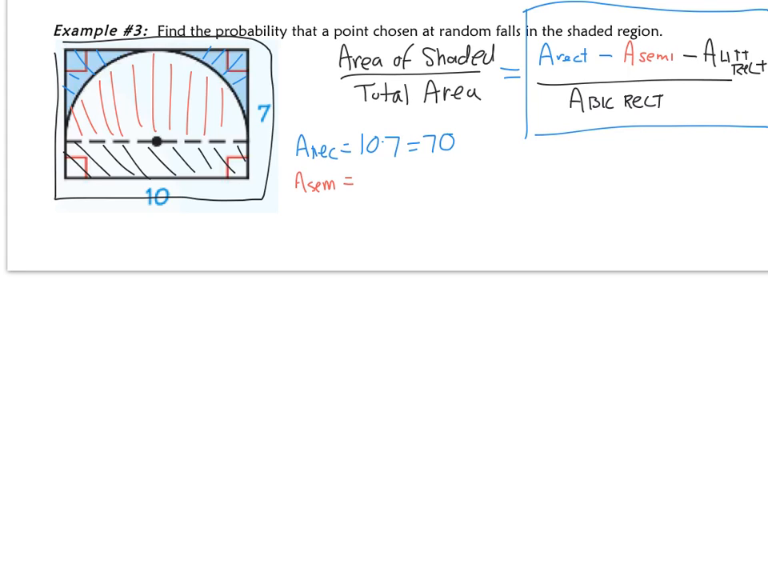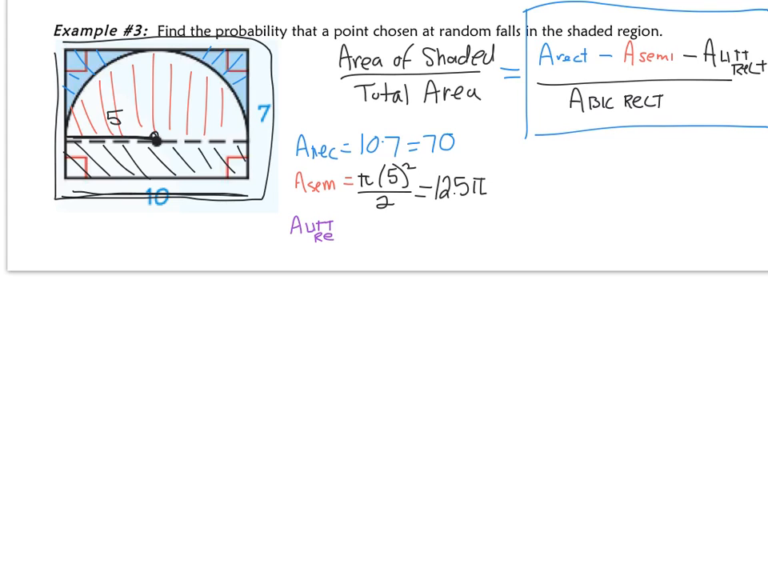So if this segment down here is 10, and my circle starts in the middle here, the radius of my circle has to be half of that, so it's going to be 5. So it's pi times 5 squared, and because it's a semicircle, I divide by 2. This is going to give me 25 pi over 2, that's 12.5 pi. Alright, so now the last thing I have to find is the area of the little rectangle.